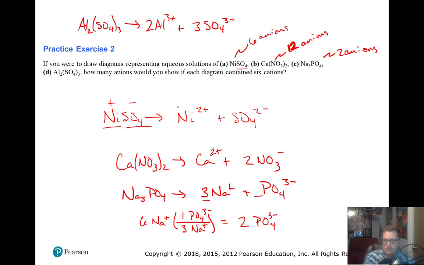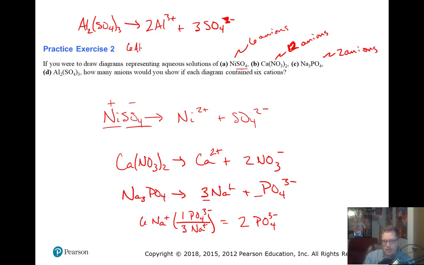SO4 3 minuses. 2 minuses. Who's writing this thing? Who's in charge? 2 minuses. All right, and we're going to get 6 cations. So what I would just do here, I know this is going to be a 3 halves, right? But let's just go ahead and do the stoichiometry just to make sure we're doing everything right.